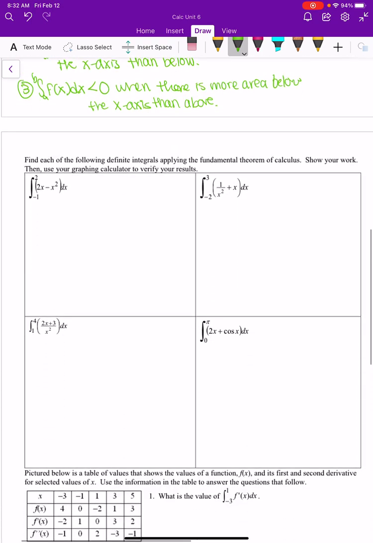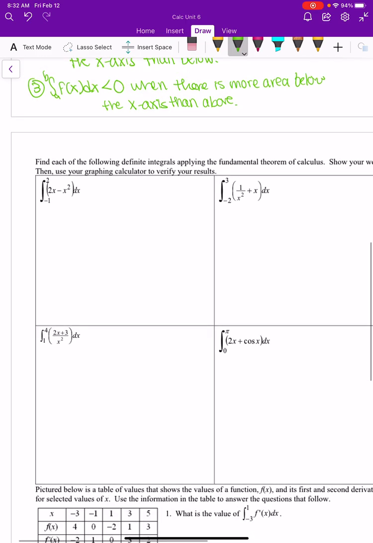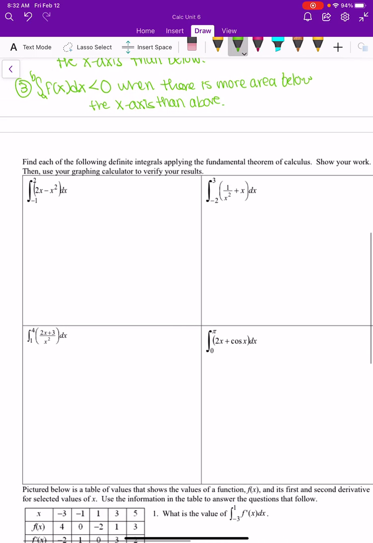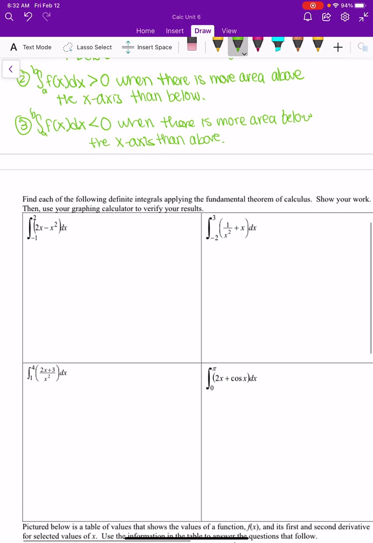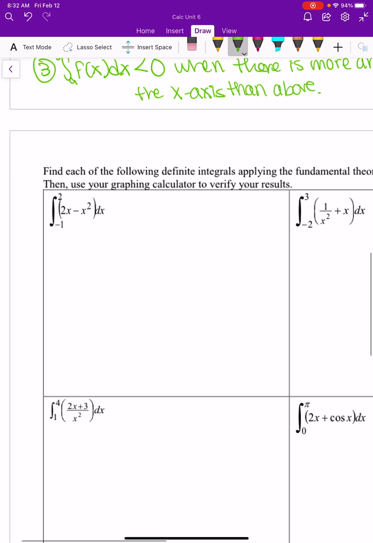All right, let's finish up these notes here by doing a little bit trickier integrals, and let's see what happens here. It says find each of the following definite integrals applying the fundamental theorem of calculus. Show your work, then use your graphing calculator to verify your results. All righty, so let's dive right in.